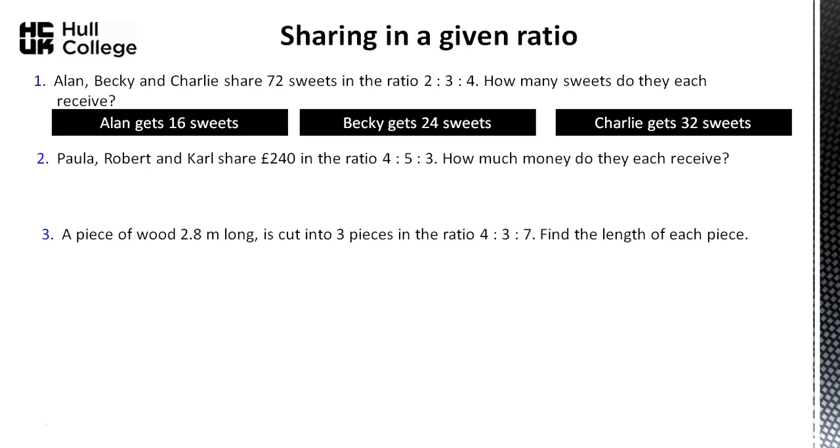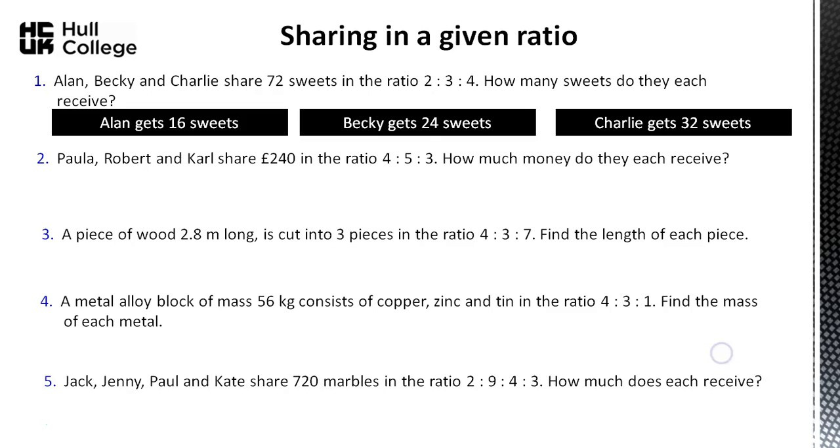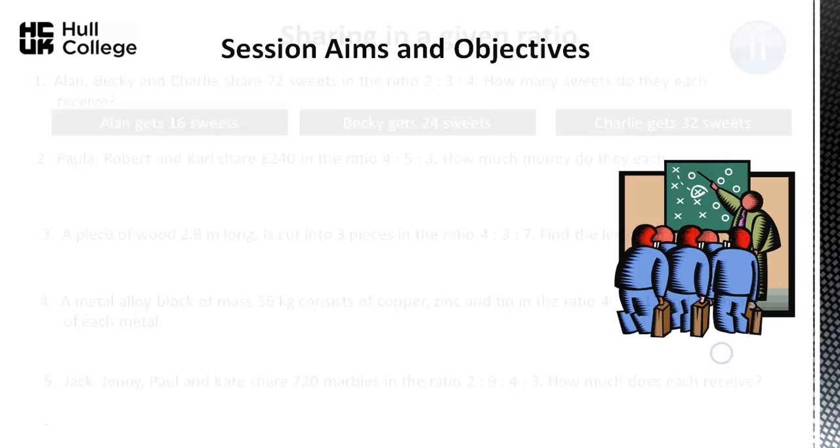Number 3. A piece of wood 2.8 metres long is cut into 3 pieces in the ratio 4:3:7. Find the length of each piece. Number 4. A metal alloy block of mass 56 kilos consists of copper, zinc and tin in the ratio 4:3:1. Find the mass of each metal. Number 5. Jack, Penny, Paul and Kate share 720 marbles in the ratio 2:9:4:3. How much does each receive? Pause the video while you answer the question.